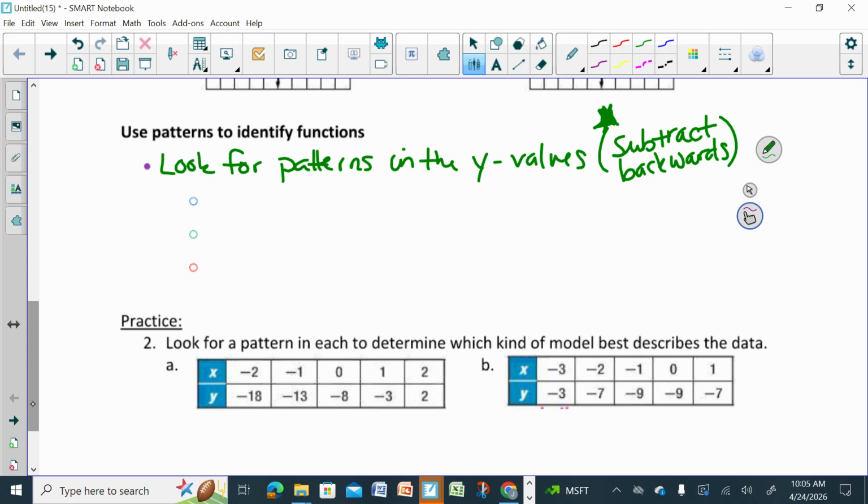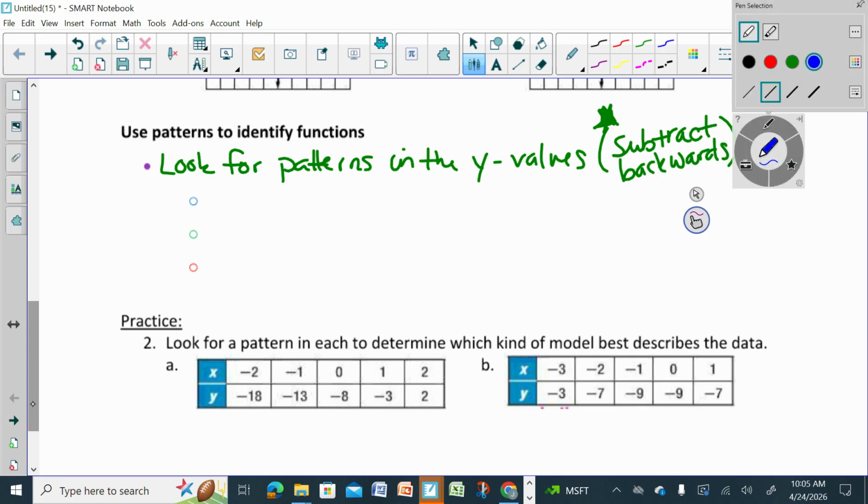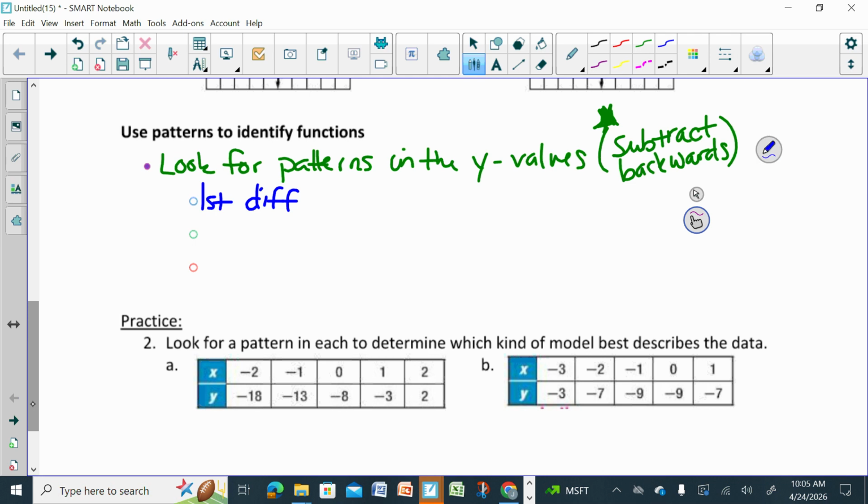So the patterns we're going to look for are differences, and differences is just the fancy word for subtraction. So we're going to do first differences. And when we talk about first differences, that kind of implies that we might do it more than once, okay? And that's exactly true. Sometimes we just have to compare the first differences. But if not, then we'll do second differences.